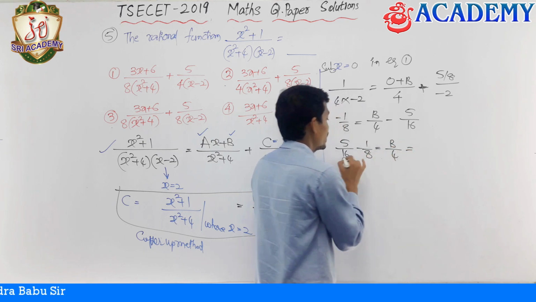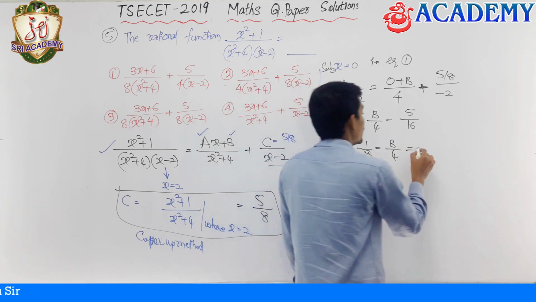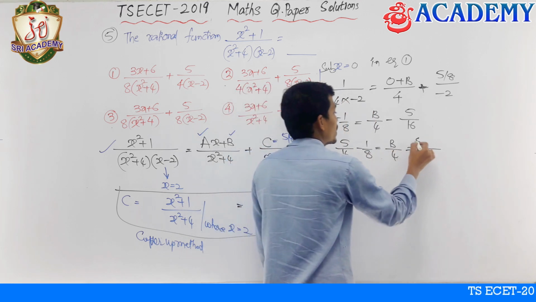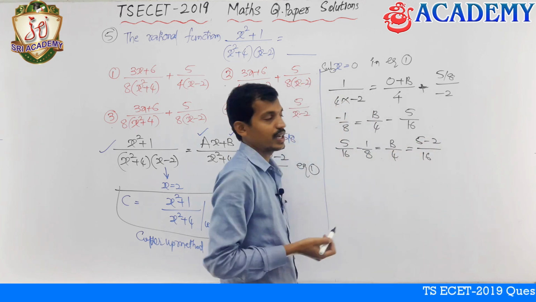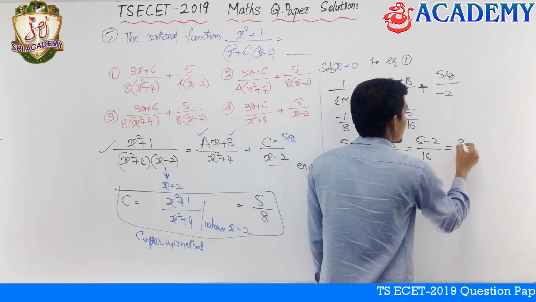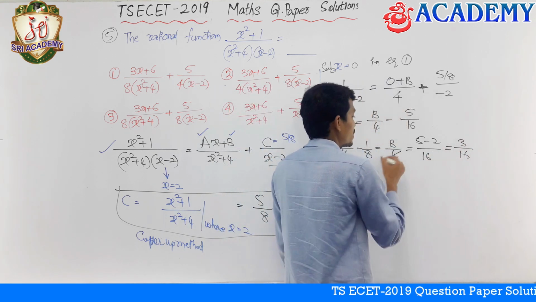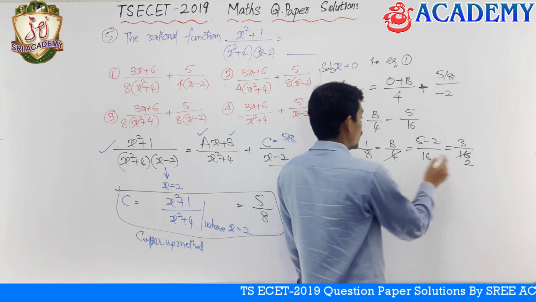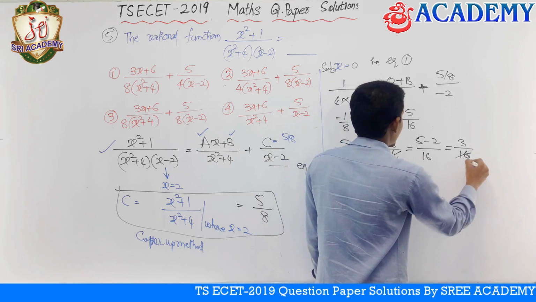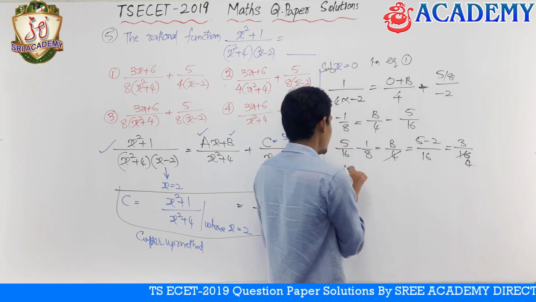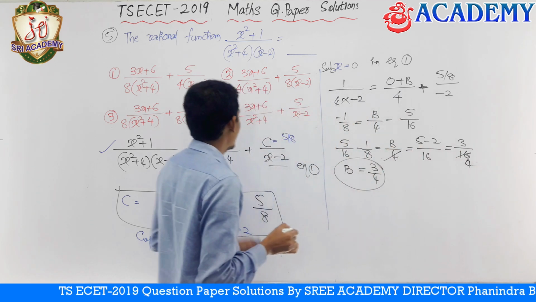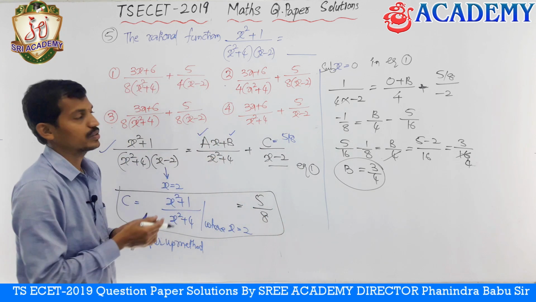Now if you simplify, we can take LCM as 16, that is 5 minus 2, because 1 by 8 is 2 by 16. That is nothing but 3 by 16 equal to b by 4, so b value is going to be 3 by 4. After finding the b value, we will decide which option is going to be correct.